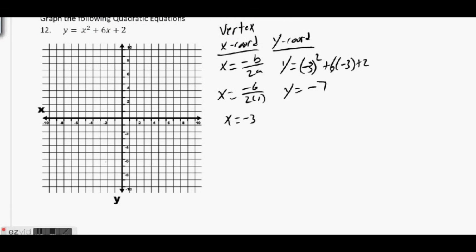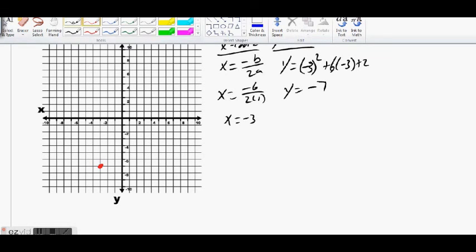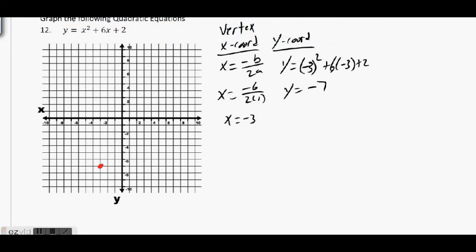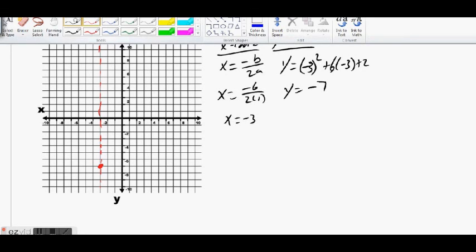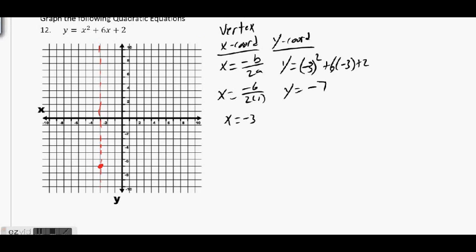Now, I need to find a few more points. Here is my line of symmetry. Well, this thing being positive, I know the graph opens up. Alright, so let's create a table. X, Y. Well, what x values am I going to pick? 1 to the left, 1 to the right. 1 to the left is negative 4. 1 to the right is negative 2.